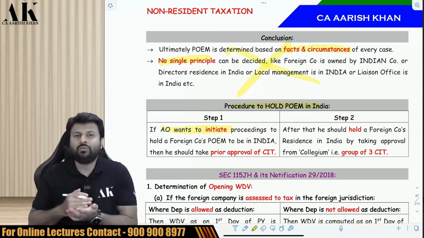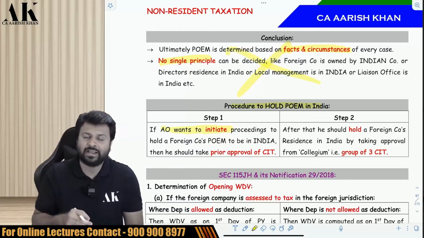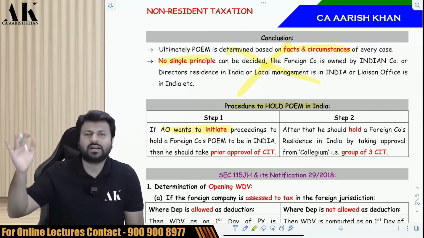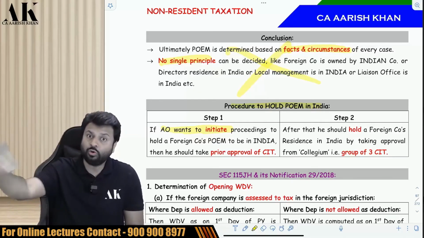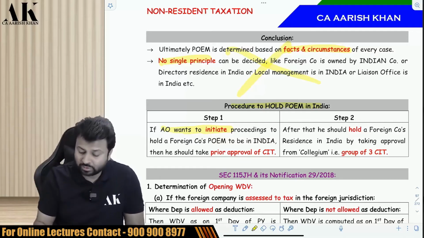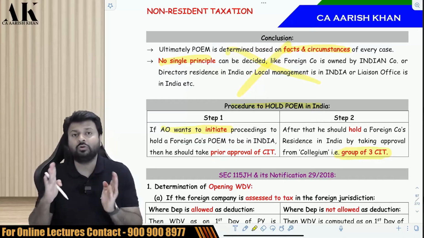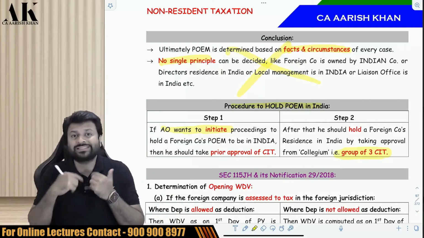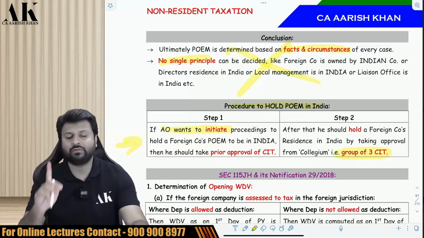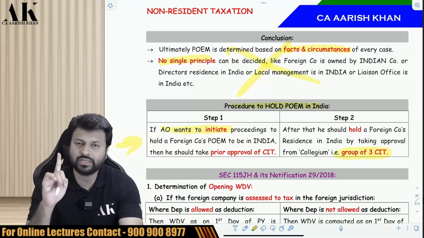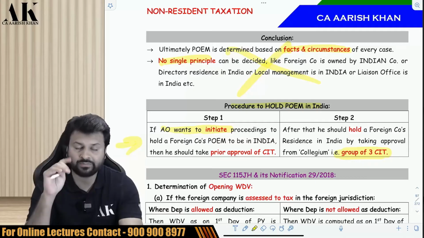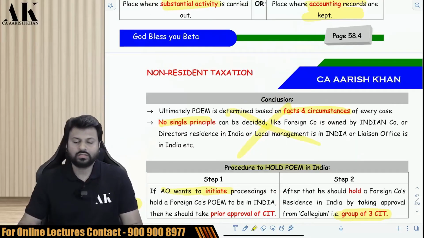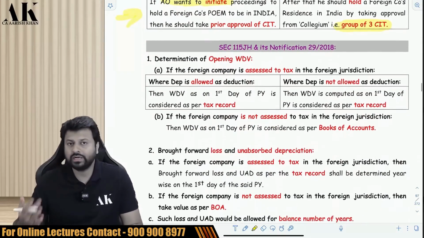So, if the AO wants to hold the POEM of a foreign company in India, first of all, he has to take a prior approval of the CIT. Once that is done, then he can start the proceeding. Now, when he concludes that the POEM is in India, then he has to take approval again from a group of 3 CITs. That group of 3 CITs will be made by the chief CIT of that area. So, first to start the proceeding, he has to take an approval from 1 CIT, and to complete the proceeding, he has to take an approval from 3 CITs. Check it, please.